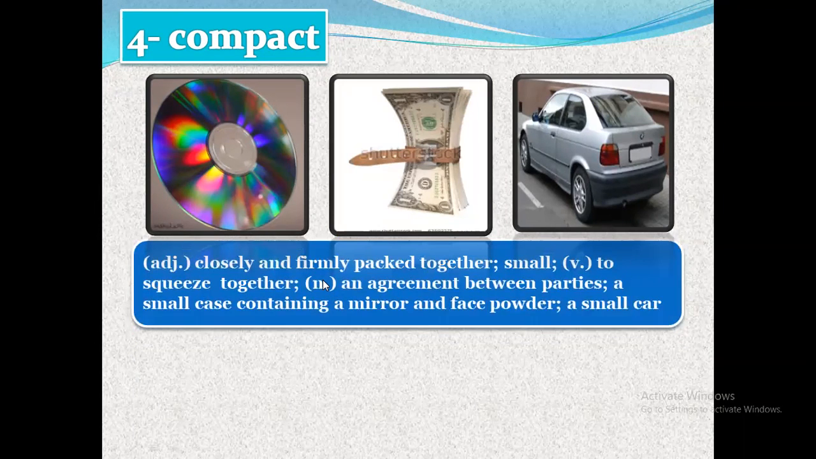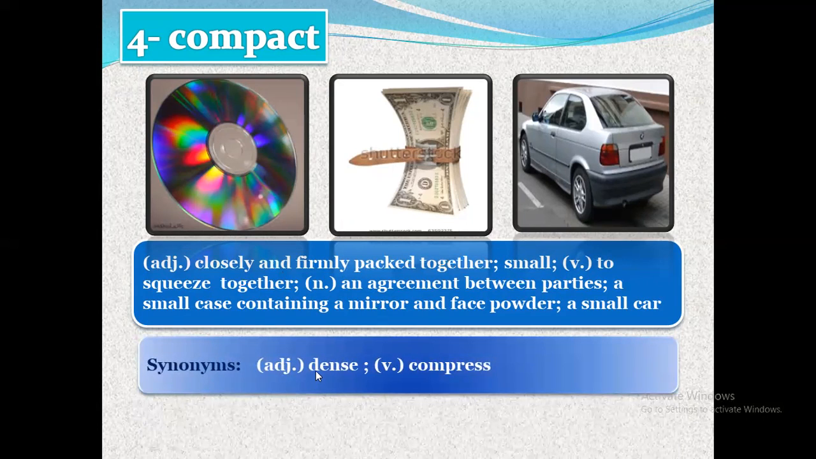And as a noun, it has different meanings. For example, an agreement between two parties. For example, we agreed together, if you remember, at the first of the year, on some rules like to respect each other, to listen to each other, raising hands. These kinds of rules, we call agreement or compact. Also, a small case containing a mirror and face powder. Do you know that kind of case where women keep their beauty stuff? This is also called compact.